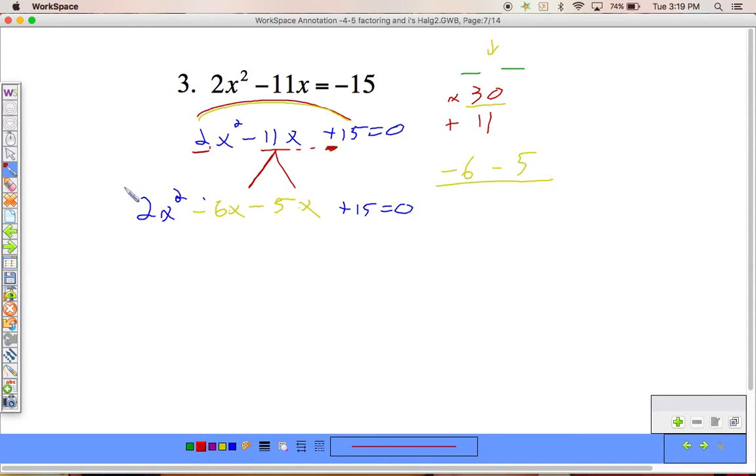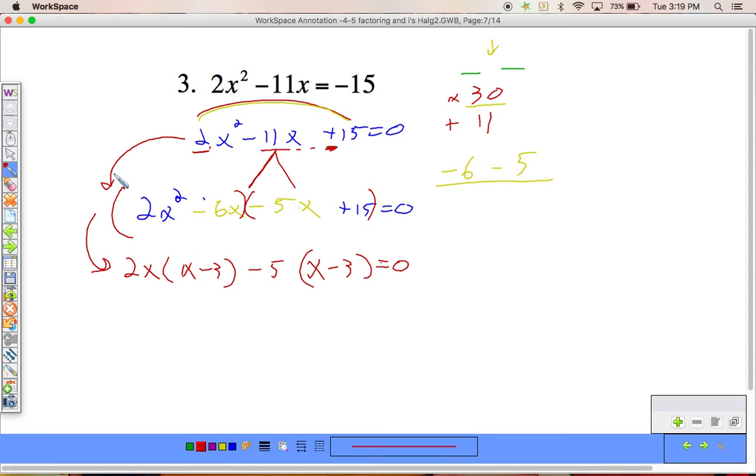Now to finish this, I'm going to group by 2s. And hopefully we watched the video on this and know how to do it. 2x, x minus 3. I need an x minus 3 left over out of the back 2 also. So I'm going to take out a negative 5. The 4 terms is what I taught in class. Setting up and getting 4 terms is what we had in the video. Now, I'm going to write my two parentheses, x minus 3, because those two have to be the same, and 2x minus 5 equals 0.